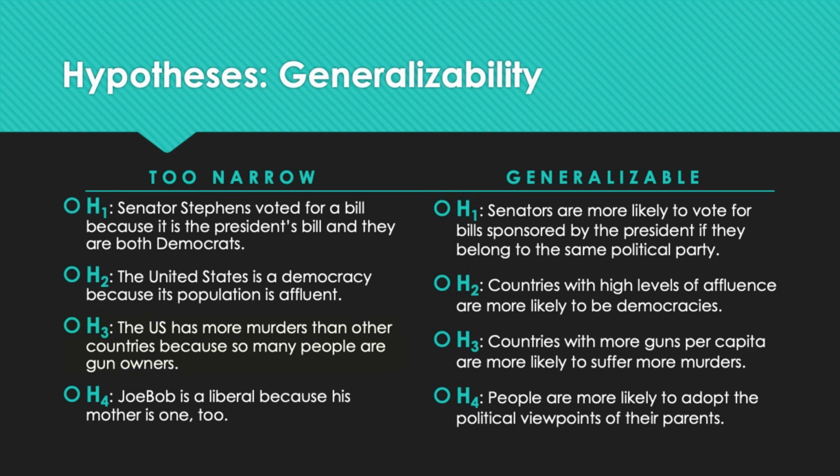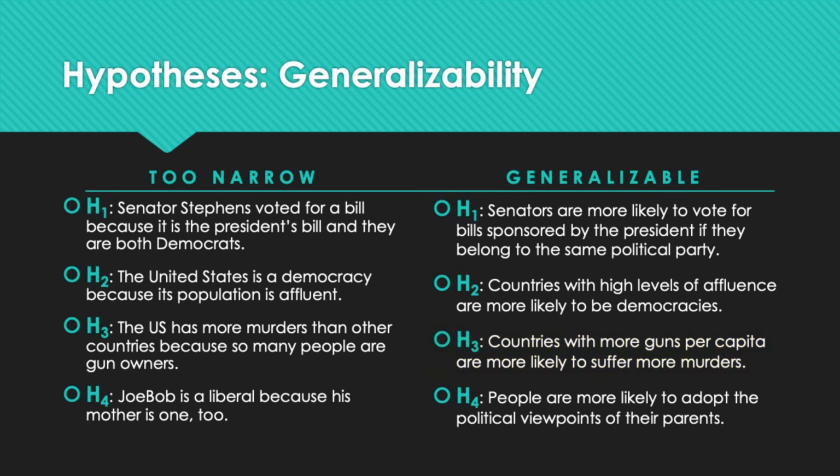Third, the United States has more murders than other countries because so many people are gun owners. Okay, again, these are all pretty narrow because they're only referring to one specific case. That's generally going to be the problem with all of these types of hypotheses. So a better hypothesis would be that countries with more guns per capita are more likely to suffer more murders, right? We can easily measure those concepts and test them for their validity.